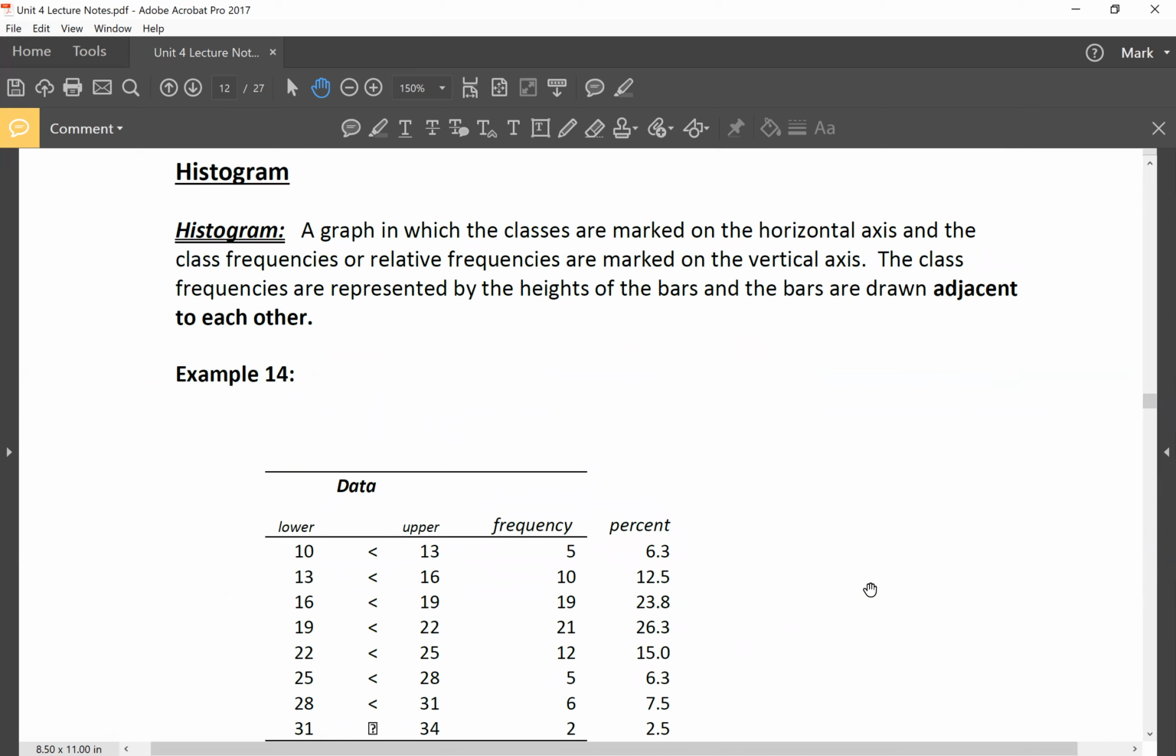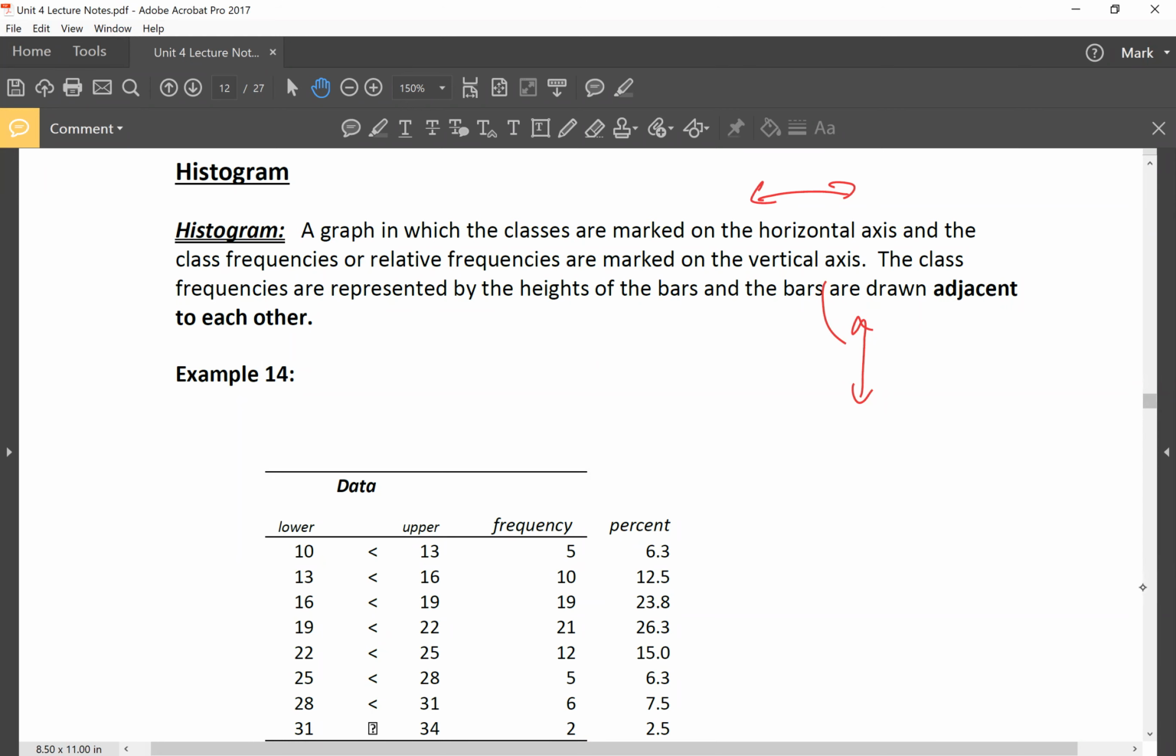This is where a graph has different classes that are marked on the horizontal axes. Horizontal goes this way, and the frequencies are marked on the vertical. Vertical goes this way. Now, frequencies are the number of times that they appear. The class is like a grouping.